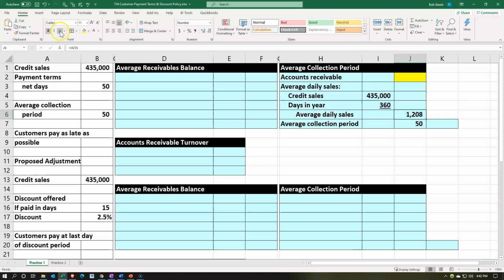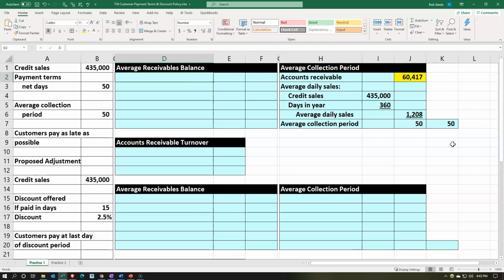Home tab, font group, underline here. Algebra would be x divided by 1,208 would equal 50. So then we could write that out and we can figure out the algebra, which would be equal to, how do I find accounts receivable? 1,208 times 50. And then we could double check that number by doing our normal math to figure out the average collection period, the 60,417 divided by the 1,208. So that's how I would recommend finding it.